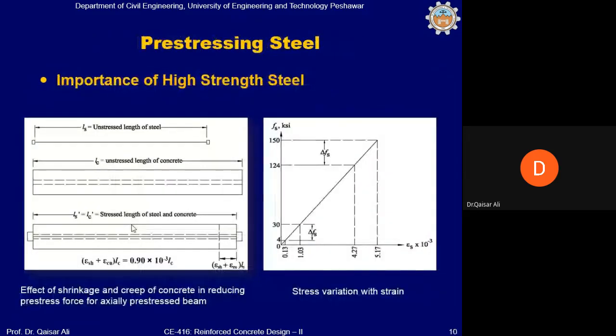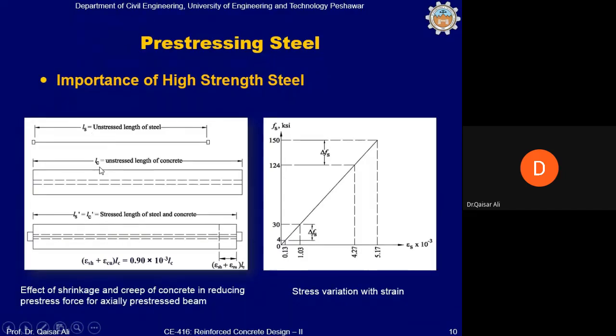Okay, now at the moment we are discussing what type of steel and what type of material shall be used. Okay, let's say this is the length of the beam, LC. This is the unstressed length of concrete. And we have an unstressed length of steel equal to LS.